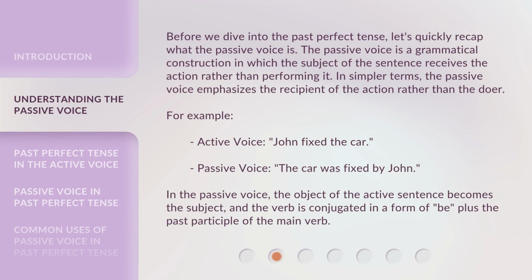Before we dive into the past perfect tense, let's quickly recap what the passive voice is. The passive voice is a grammatical construction in which the subject of the sentence receives the action rather than performing it. In simpler terms, the passive voice emphasizes the recipient of the action rather than the doer. For example, active voice, John fixed the car. Passive voice, the car was fixed by John. In the passive voice, the object of the active sentence becomes the subject, and the verb is conjugated in a form of be plus the past participle of the main verb.